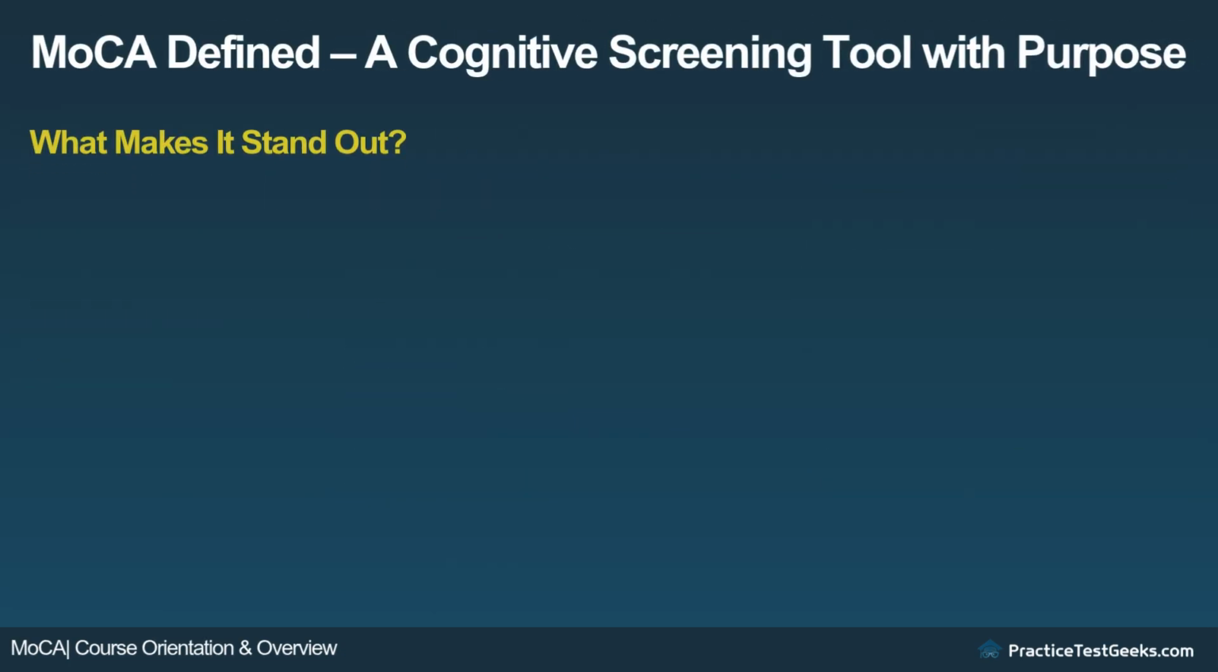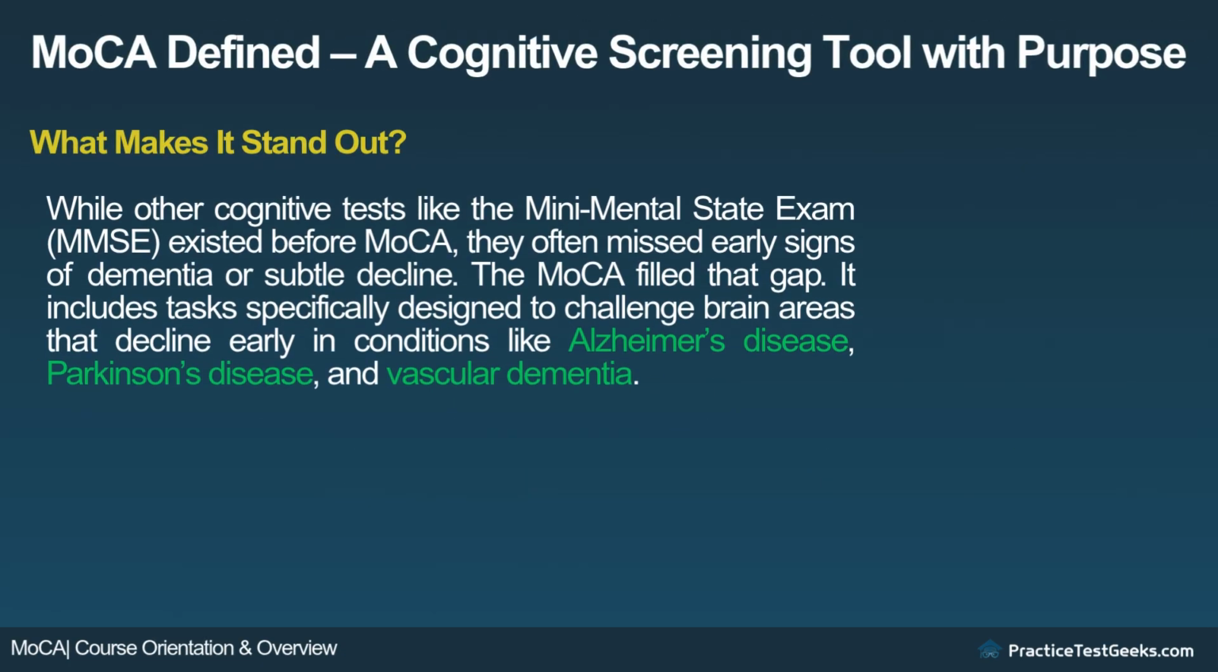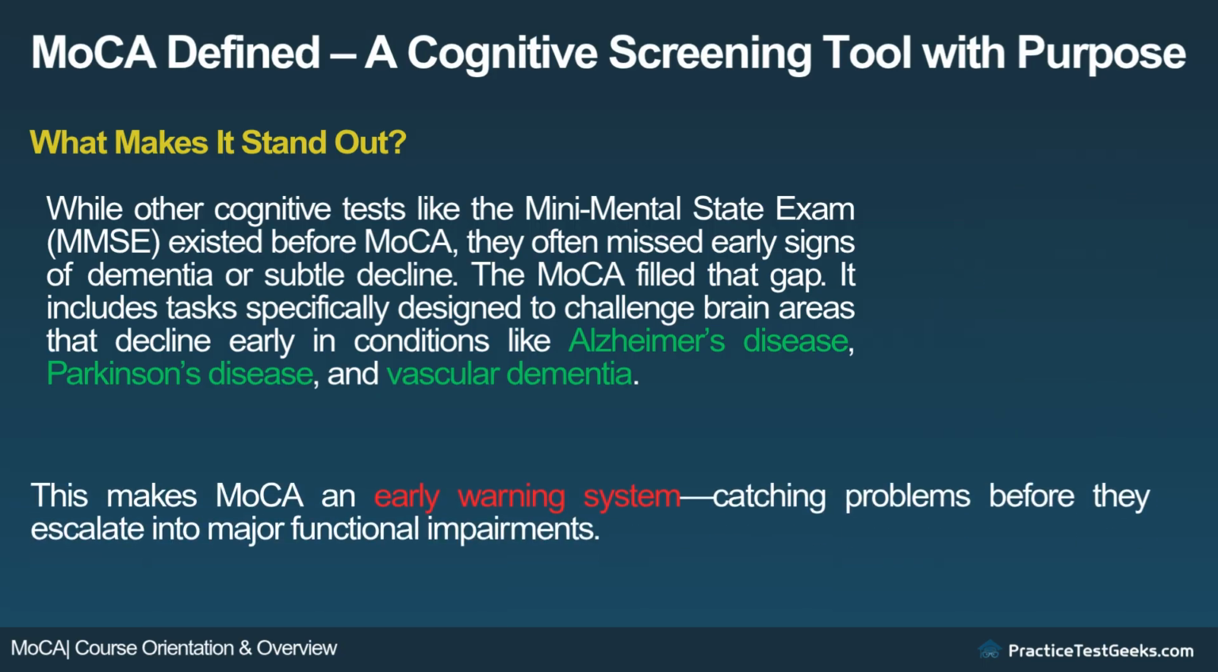What makes it stand out? While other cognitive tests like the Mini Mental State Exam, MMSE, existed before MoCA, they often missed early signs of dementia or subtle decline. The MoCA filled that gap. It includes tasks specifically designed to challenge brain areas that decline early in conditions like Alzheimer's disease, Parkinson's disease, and vascular dementia. This makes MoCA an early warning system, catching problems before they escalate into major functional impairments.